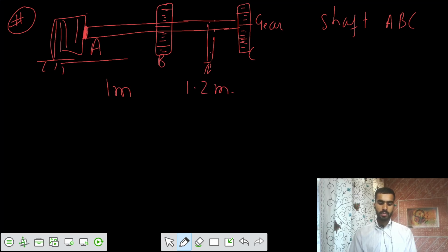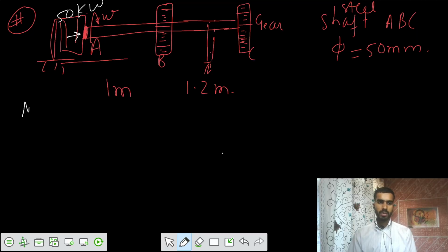Now one more thing is that you have some shaft of steel, ABC. Diameter is 50 millimeter, and that shaft rotates because of the motor. So there is some omega, and it's provided that the motor delivers 50 kilowatts. It delivers 50 kilowatts, and that gets transmitted to the shaft.